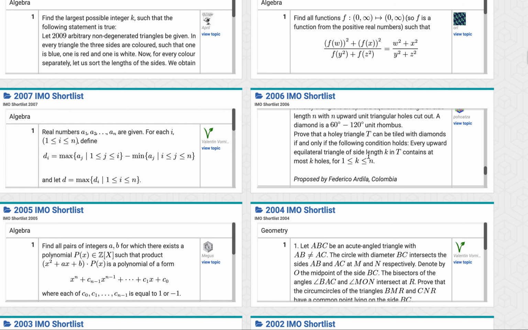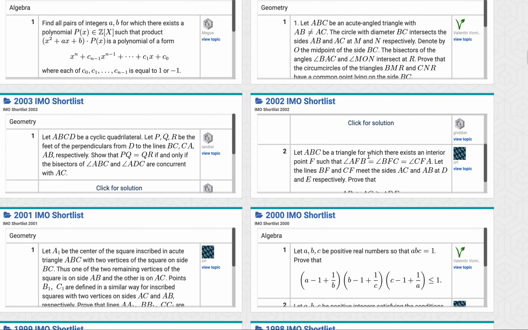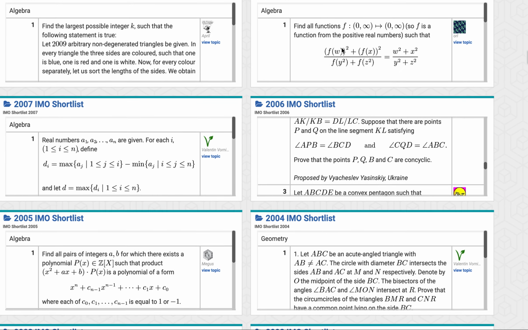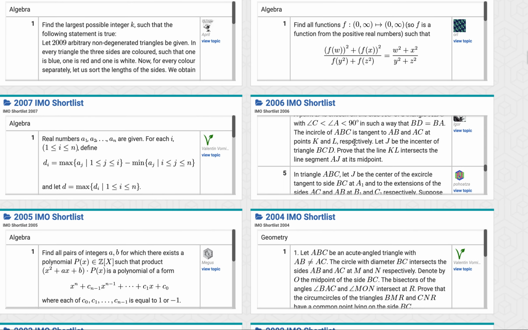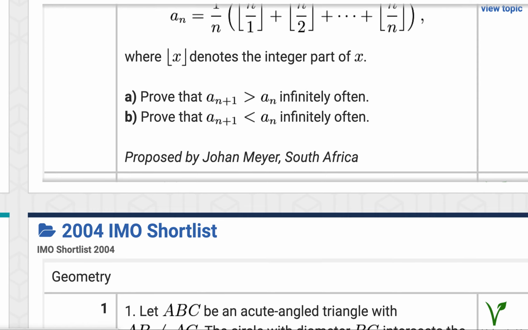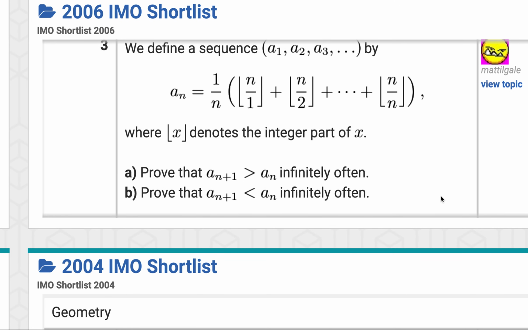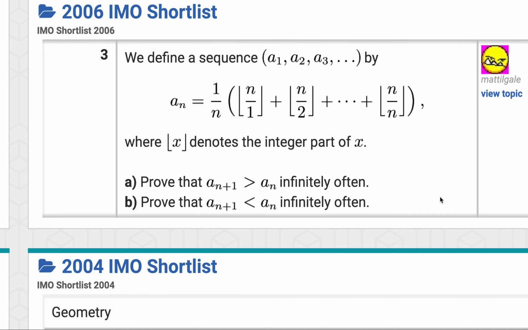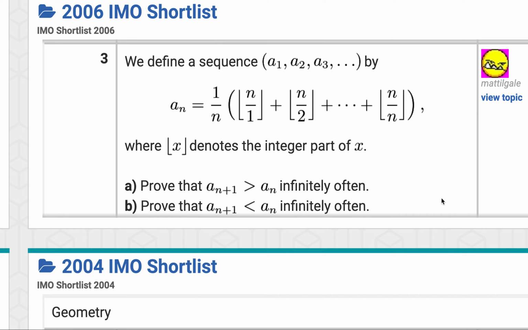Let's see. Oops, 2006 N3. Alright, looks like right there. Okay, so we define a sequence A1, A2, by that. Prove that A sub n plus 1 is greater than A sub n infinitely often, and prove that A sub n plus 1 is less than A sub n infinitely often. This doesn't seem particularly difficult, unless I'm probably missing something.